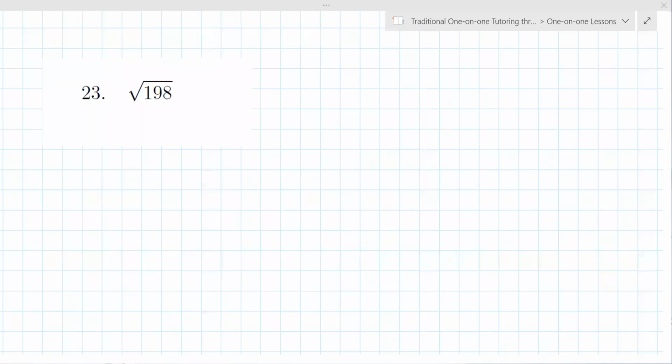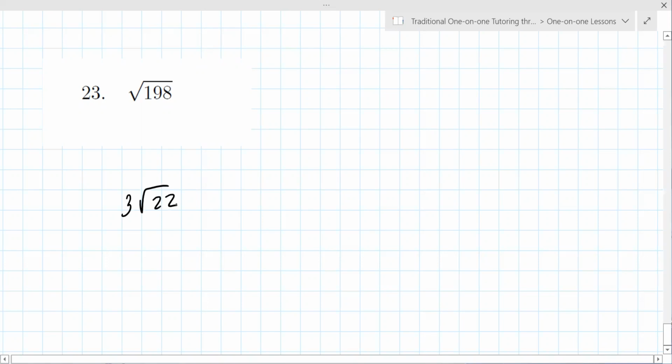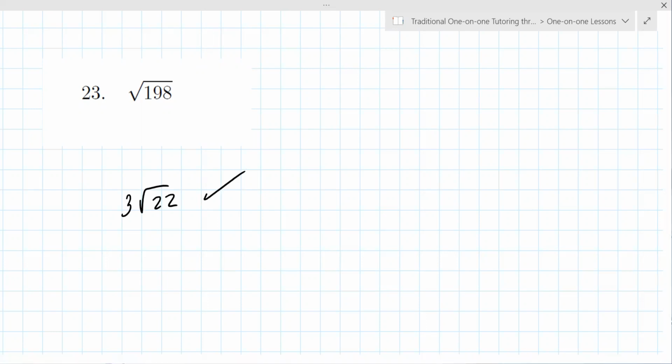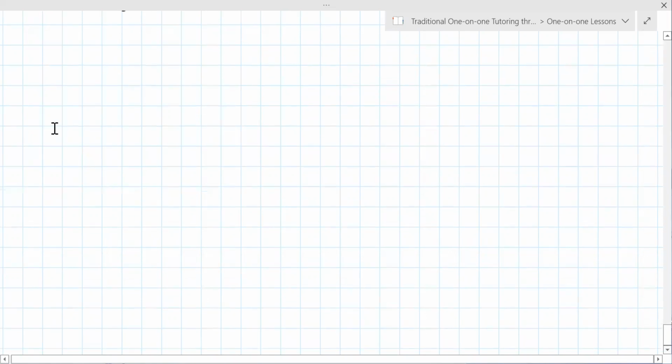What is your final answer? 3 square root 22. Yes, that's correct. Okay. All right. So I'll show you how I'm able to check those quickly later on. That might be a useful skill.